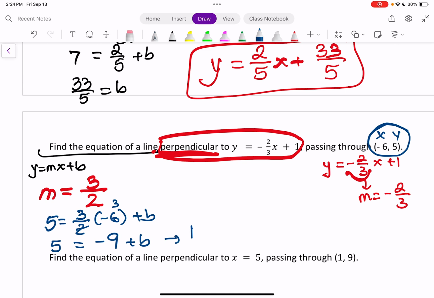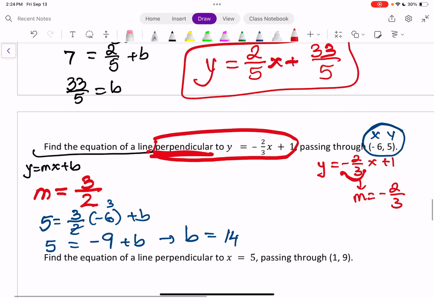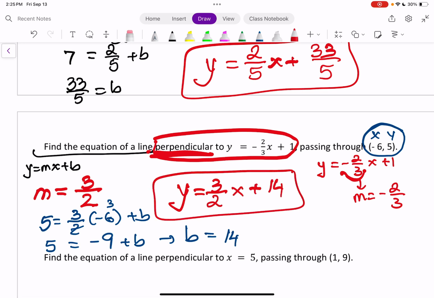And then to finish solving for b, this is a simple linear equation. Add 9 to both sides, so b is 14. Therefore, the equation of the line I need is y equals mx plus b, where b is 14. And there you have it. You have the m, you have the b, you have the equation of the line.